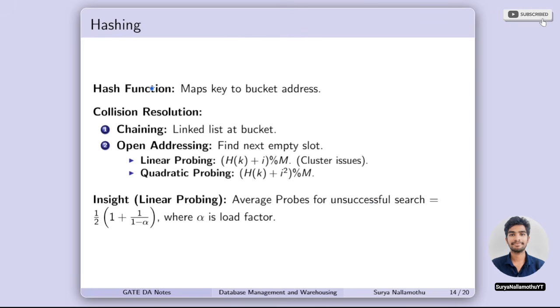Next, hash function. The hash function is nothing but a map from key to bucket address. It means we have a bucket right here, and we have multiple keys. These are the storage elements 1, 2, 3, 4, 5 and 6. So this is a bucket. What is the size? 0, 1, 2, 3, 4, 5. So the size of this bucket is 5.